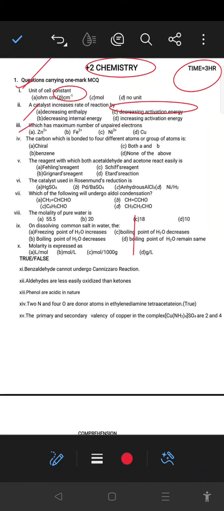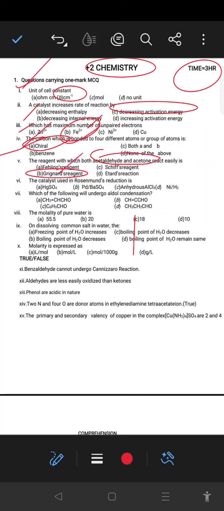So next question, which has maximum number of unpaired electrons. So right answer, that is Fe2+ has maximum number of unpaired electrons. Next, the carbon which is bonded to 4 different atoms or groups of atoms, that is called a chiral carbon. So next question, the reagent with which both acetaldehyde and acetone react easily is known as, that is Grignard reagent.